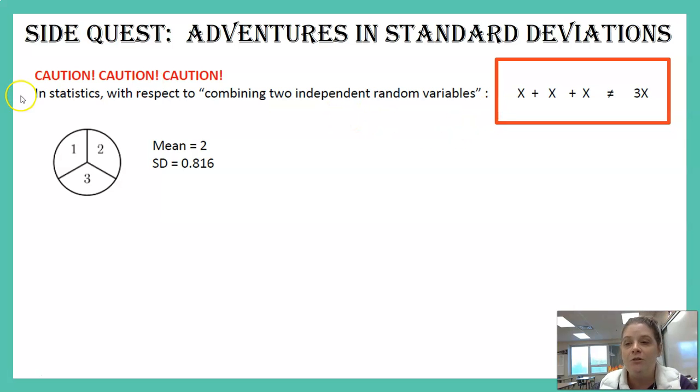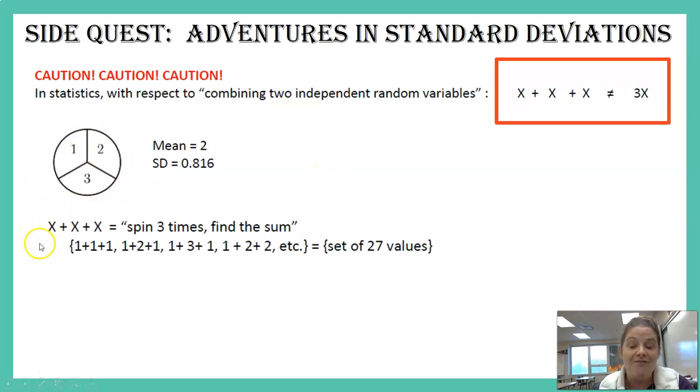Okay, and here's the reason why. Let's imagine that we have a spinner, and on the spinner there's 3 sections. There's a 1, a 2, and a 3. Now if I take 1 plus 2 plus 3 and divide by 3, I get a mean of 2, and if I was to find the standard deviation, I would get 0.816. That's the standard deviation of this set of 3 numbers, 1, 2, and 3.